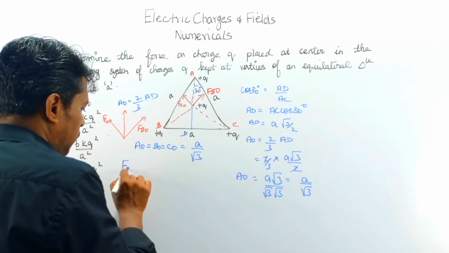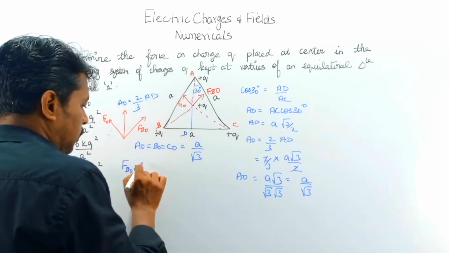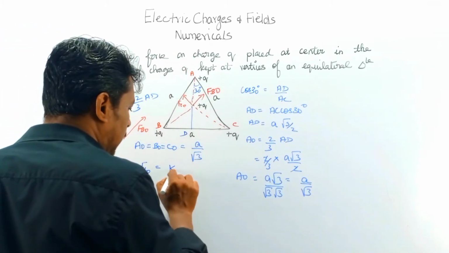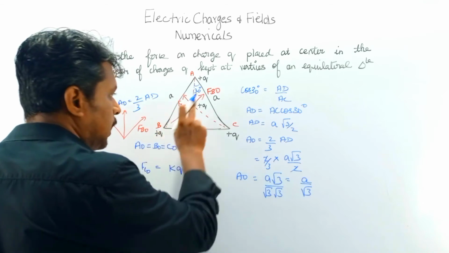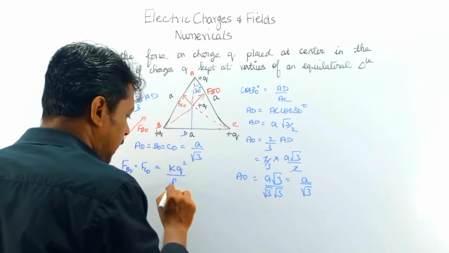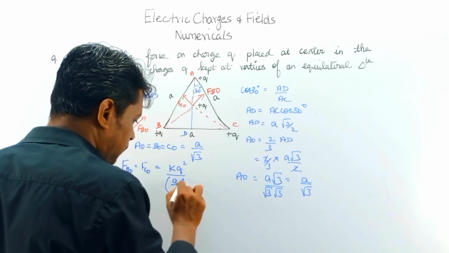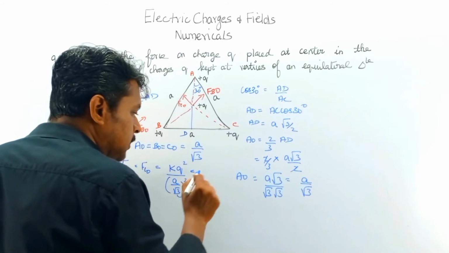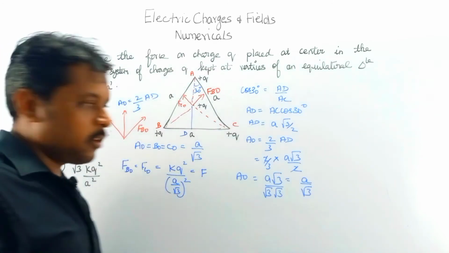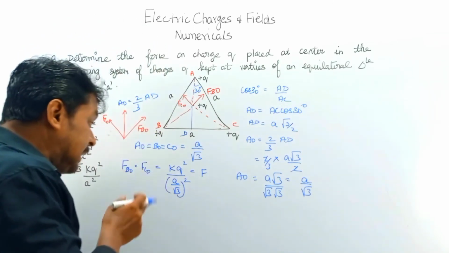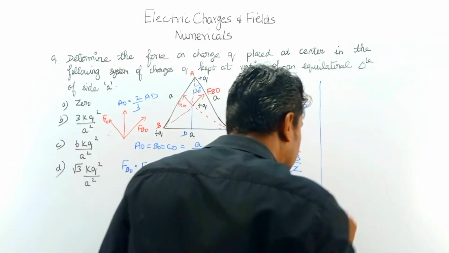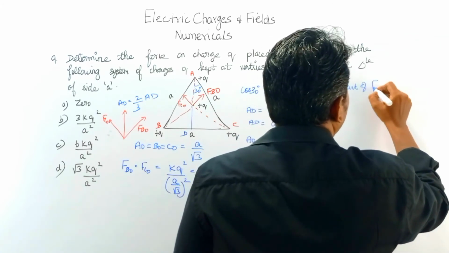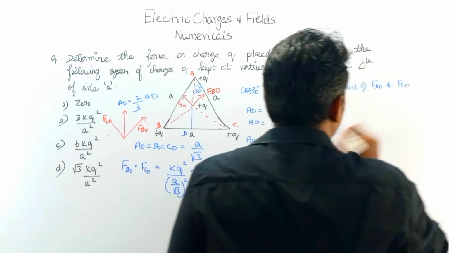So FBO, or FCO, will be equal to K Q square, because both have charge Q, divided by the distance A by root 3, the whole square. This will be the magnitude of the force from points B and C. Let us keep it common as F, because both are the same. Now we have to find the resultant of these two forces, the resultant of FBO and FCO.